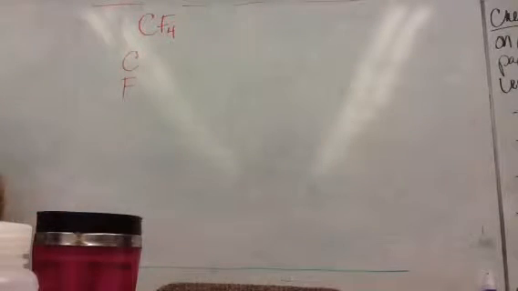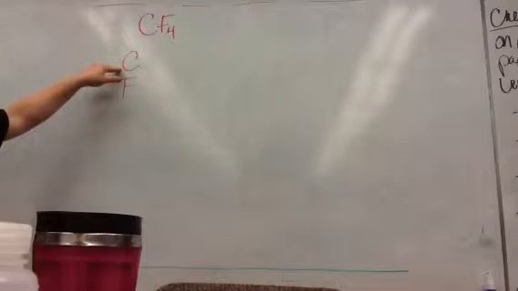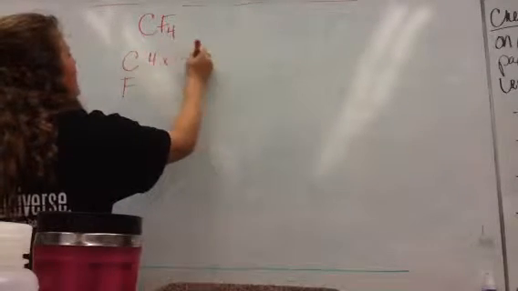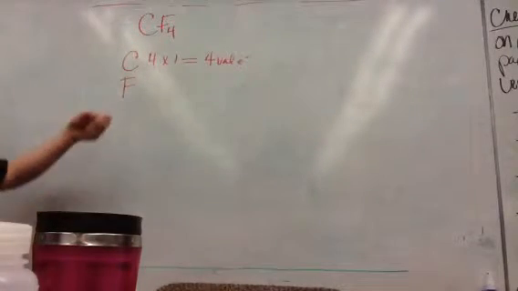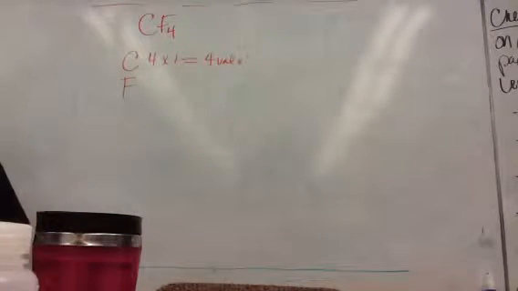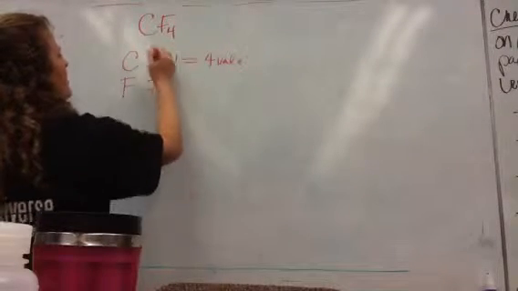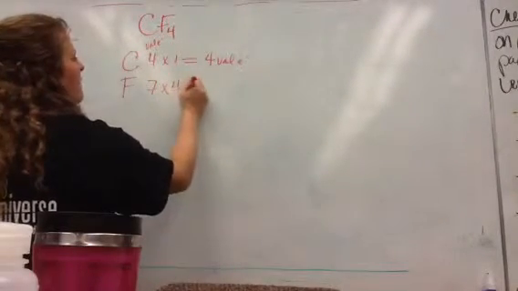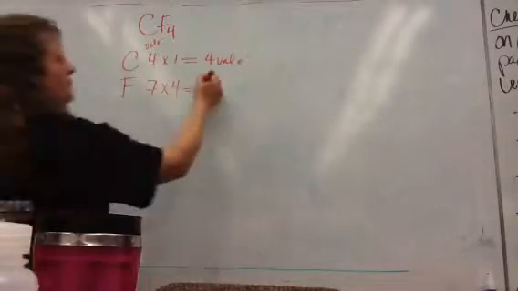Okay. We want to count up how many valence electrons we're going to have in our finished structure. So how many valence electrons does carbon have? 4. Yeah. 4 times 1, so we have 4 valence electrons in carbon. How many valence electrons does fluorine have? 7. So this is 7 valence electrons times 4 fluorine atoms. How many valence electrons will that contribute? 28.